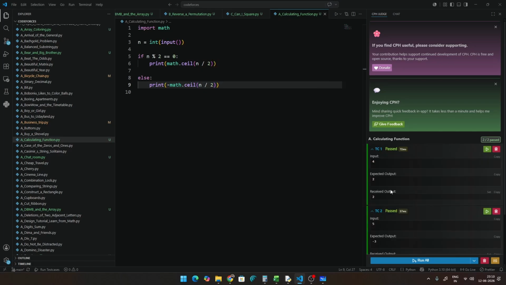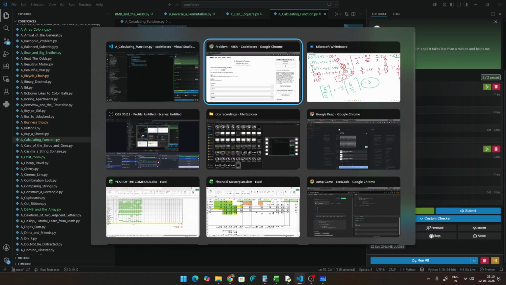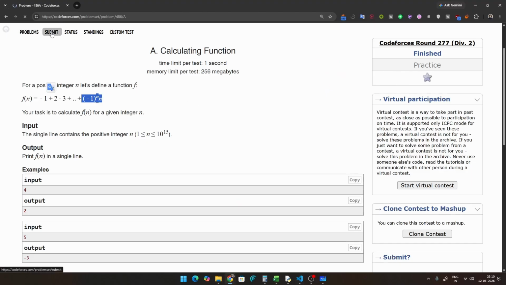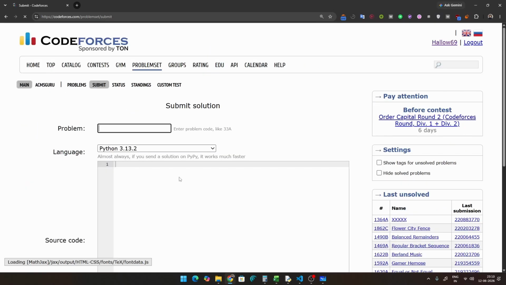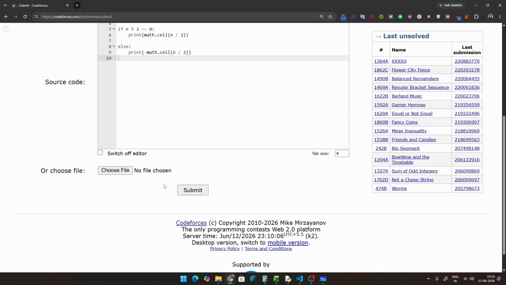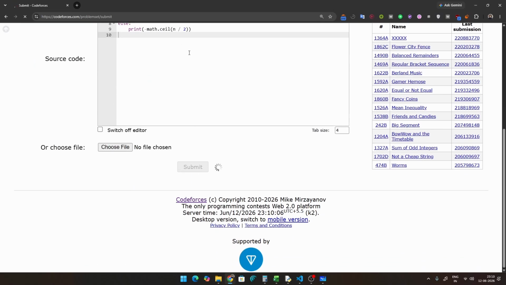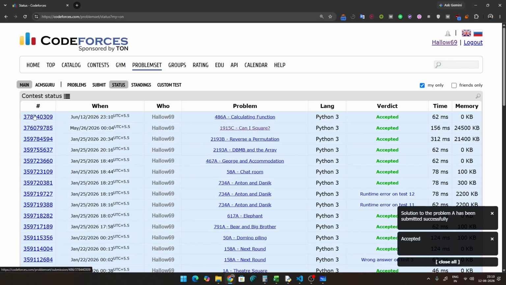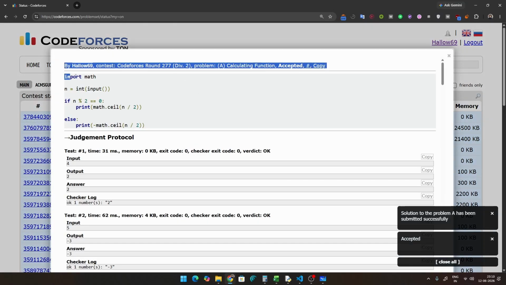You can see both test cases have passed here. Let us try and submit the solution and see whether this is indeed the right solution. I think it is. So this was problem 486A, and then I'm going to go ahead and hit the submit button. You can see that the problem has been accepted for this solution.